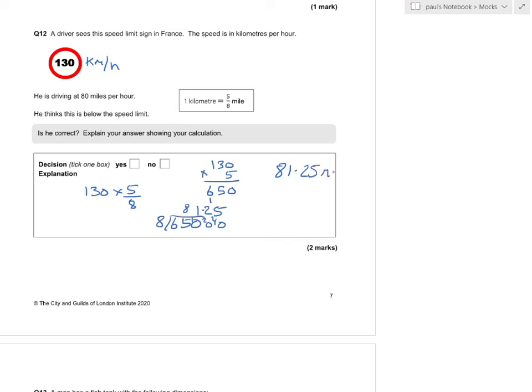So, therefore, 81.25 miles an hour is the speed limit in miles. He's driving at 80. He is below the speed limit. Yes, because 81.25 miles an hour is more than 80, so he's fine.